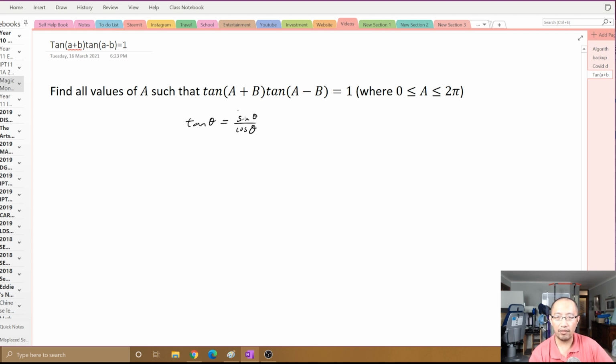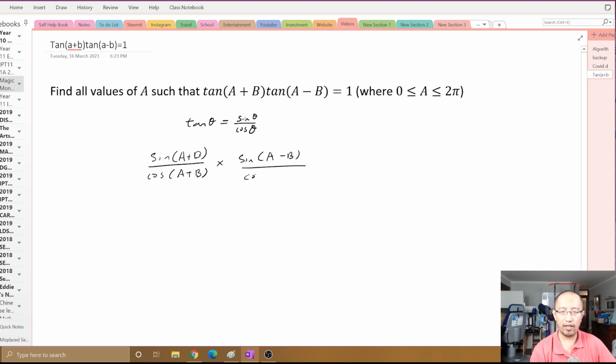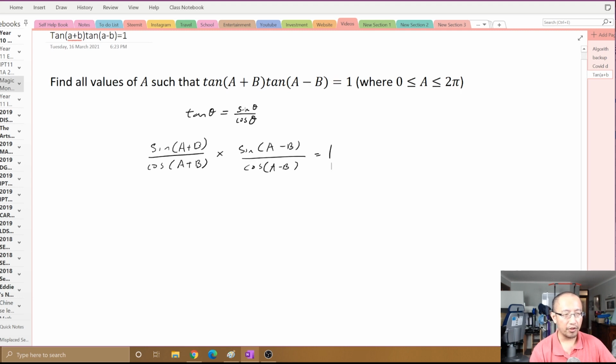So I'm going to replace tan theta now with sine theta over cos theta. So sine bracket a plus b over cosine bracket a plus b. Okay, so that's this part here. Now let's do the second part, times sine bracket a minus b over cosine bracket a minus b equals 1. So that's using this. I've broken this up a little bit, which is good.